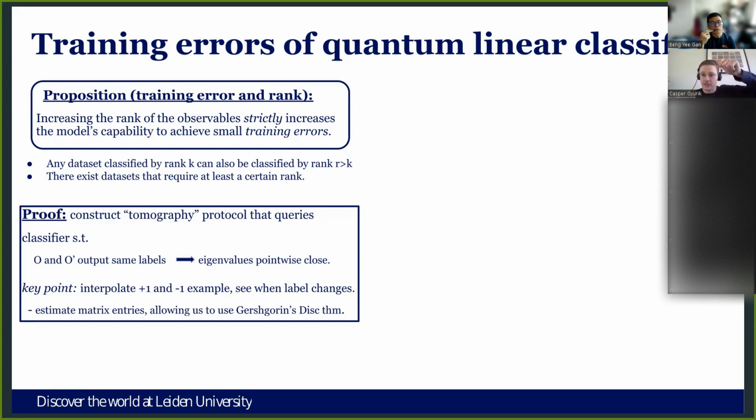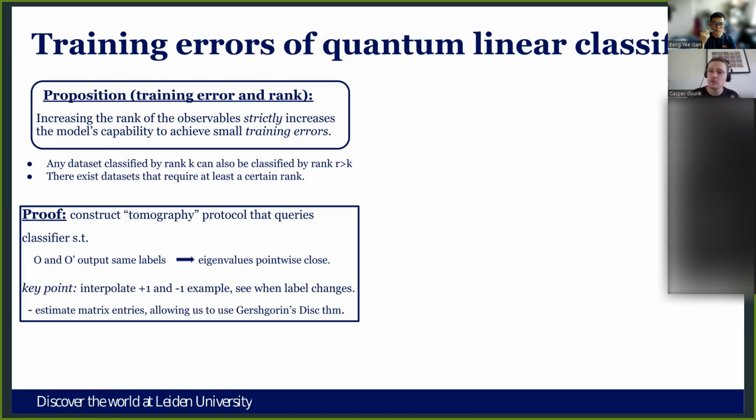And by interpolating between where it changes sign, we were able to find a protocol such that if two observables output the same labels during this protocol, then the eigenvalues must be pointwise close. And if the eigenvalues are pointwise close, and you know a few of them are 0, then they must also be 0 on the other hand, which tells you basically about the rank. So two observables of different ranks will not output the same labels during the tomography protocol. The data set of points queried during the protocol will give you a data set where they have to disagree.